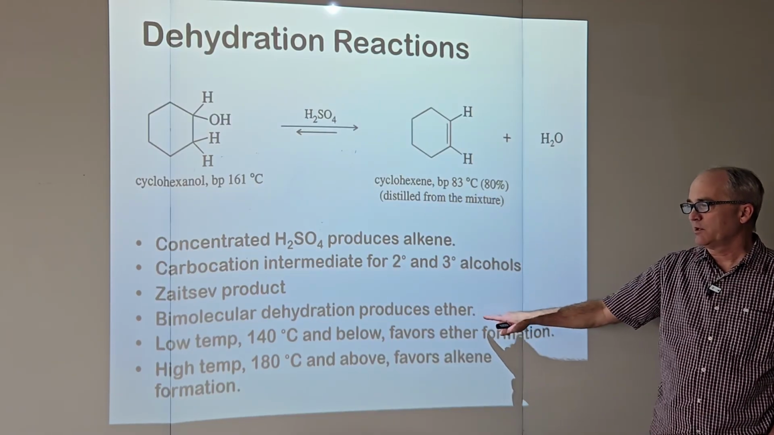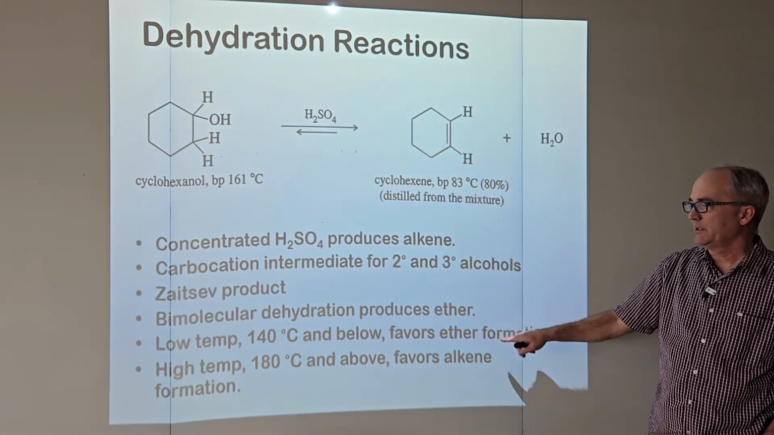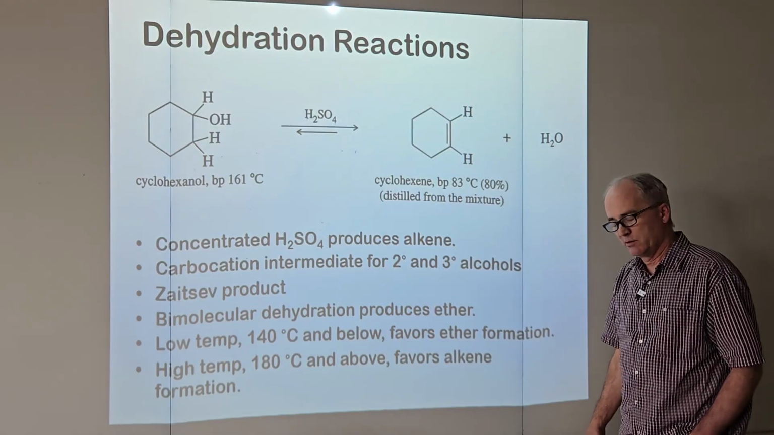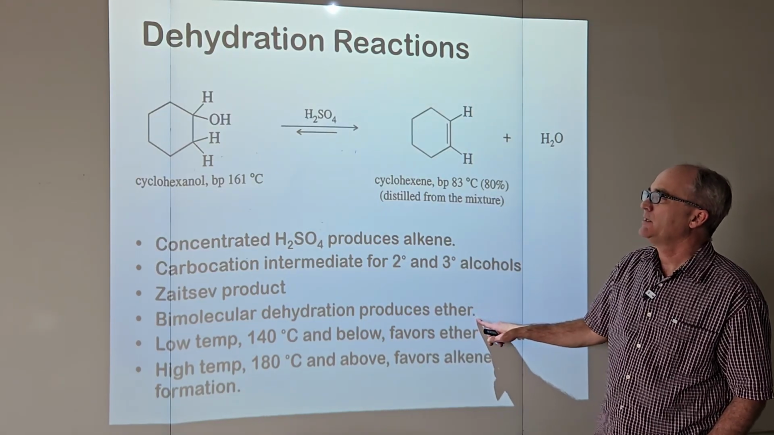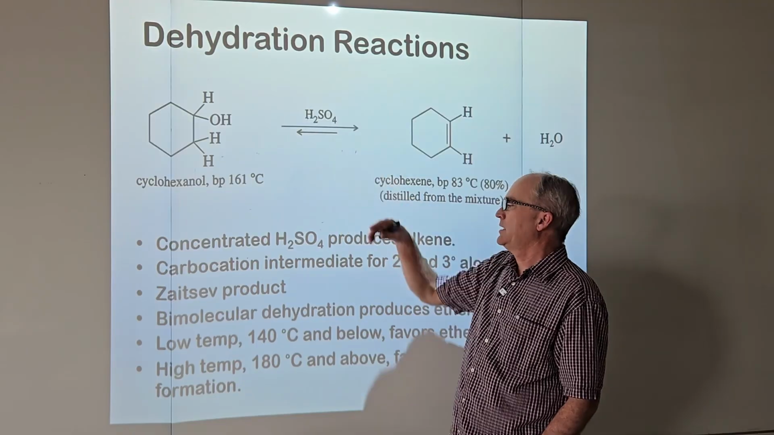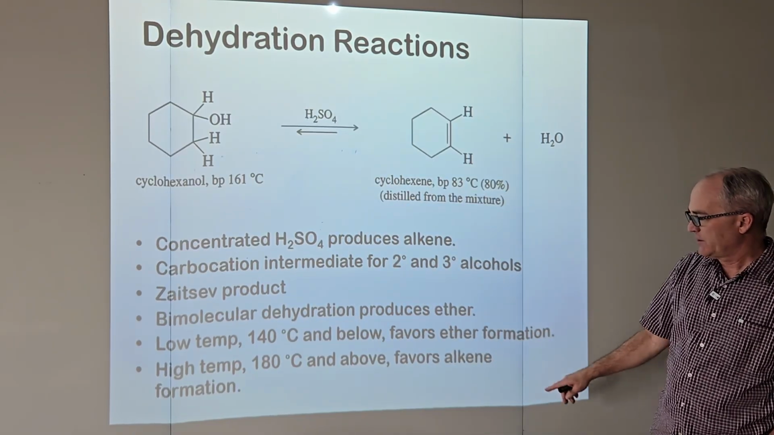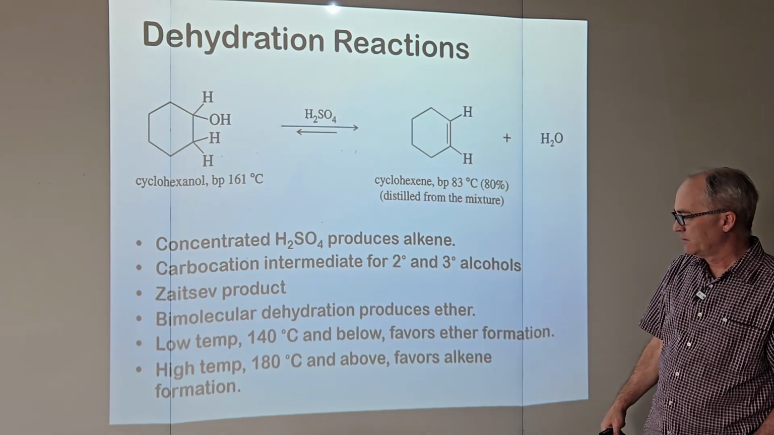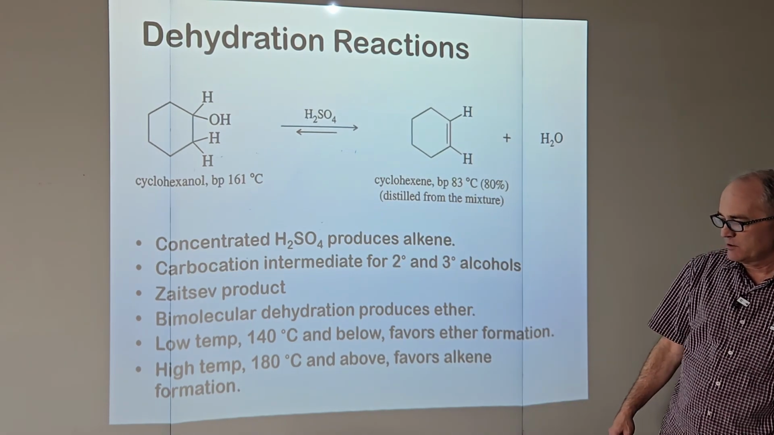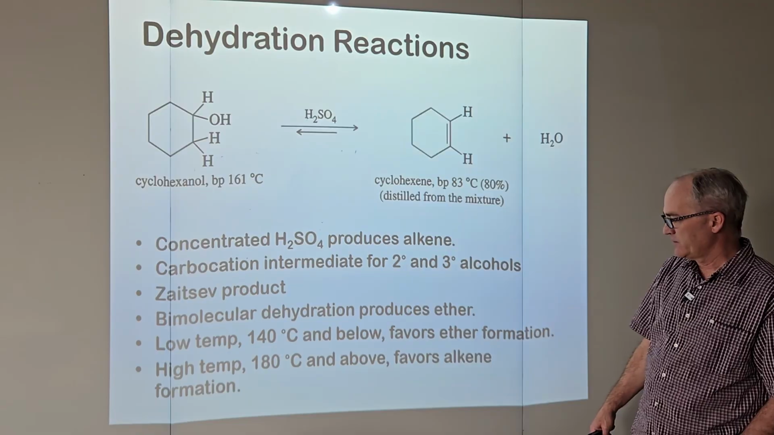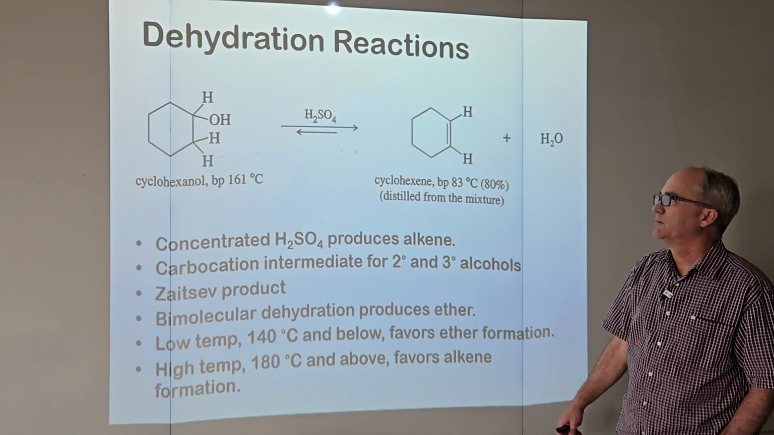So here's something new we're going to look at in a second, bimolecular dehydration. We can take alcohols and make ethers with an acid catalyst. It says here if we keep the temperature low, we're going to favor the ether formation. High temperatures, 180 degrees and above, favors the alkene.